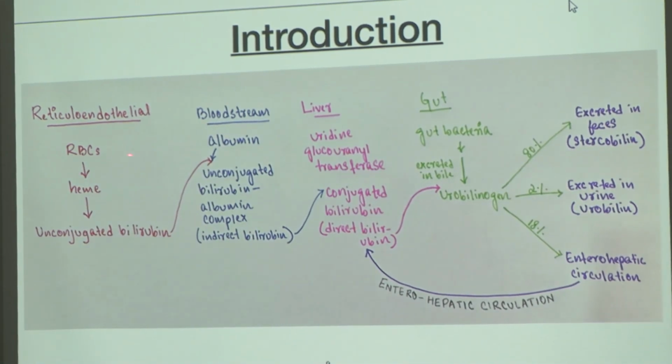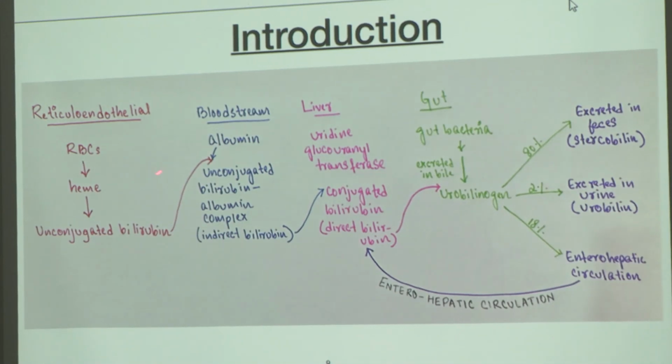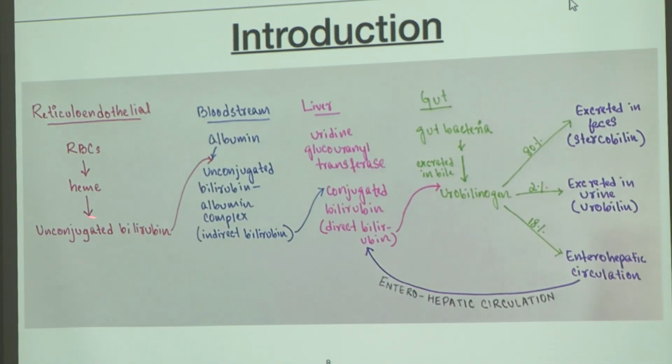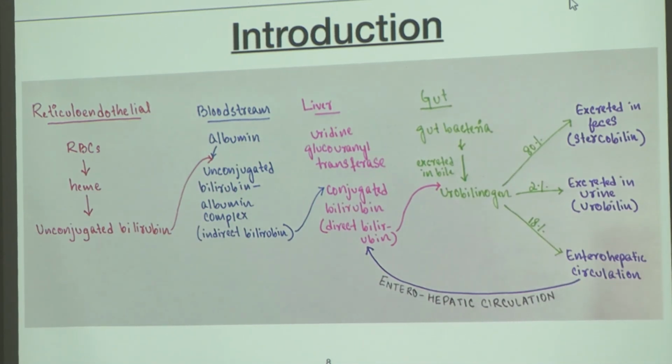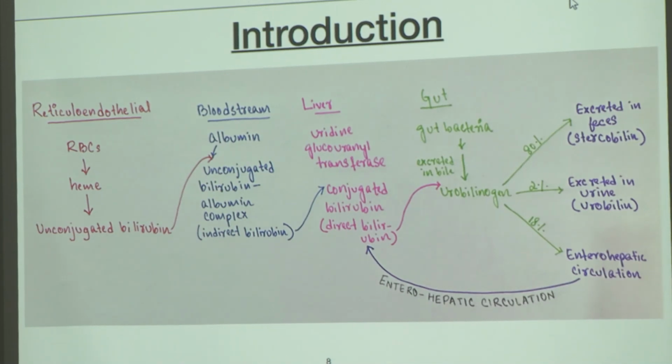What happens in the reticuloendothelial system? RBCs are getting broken down. RBC breakdown releases hemoglobin. Hemoglobin breakdown releases heme and globin. From heme, first biliverdin, then bilirubin, which is known as unconjugated bilirubin. That means it is now a free bilirubin. But there is a problem with this bilirubin. It cannot move; it is not easily transportable. It is produced and it is just there.